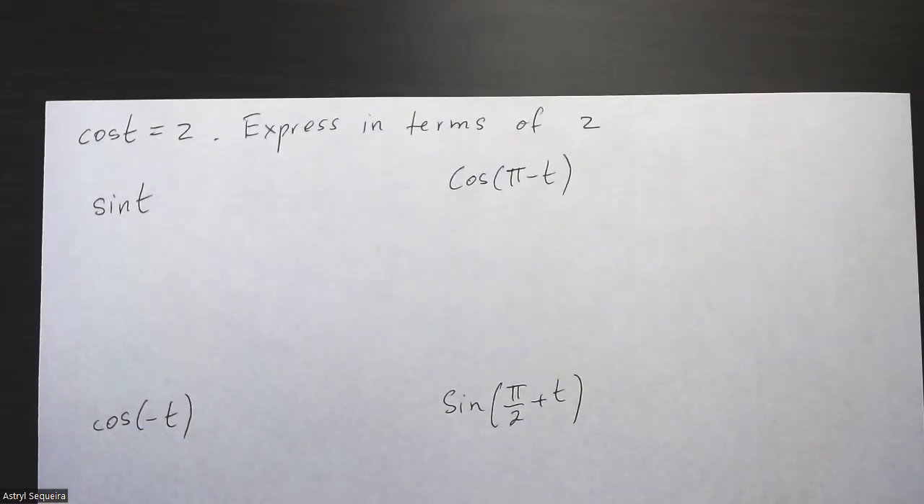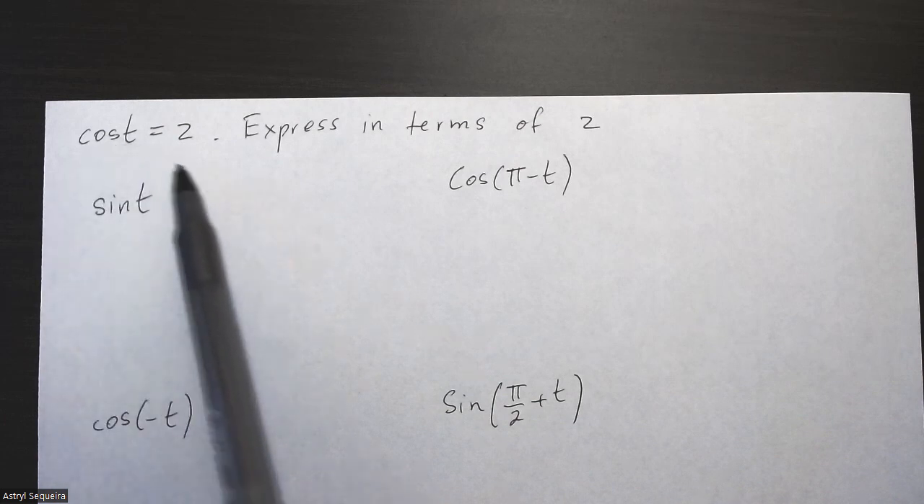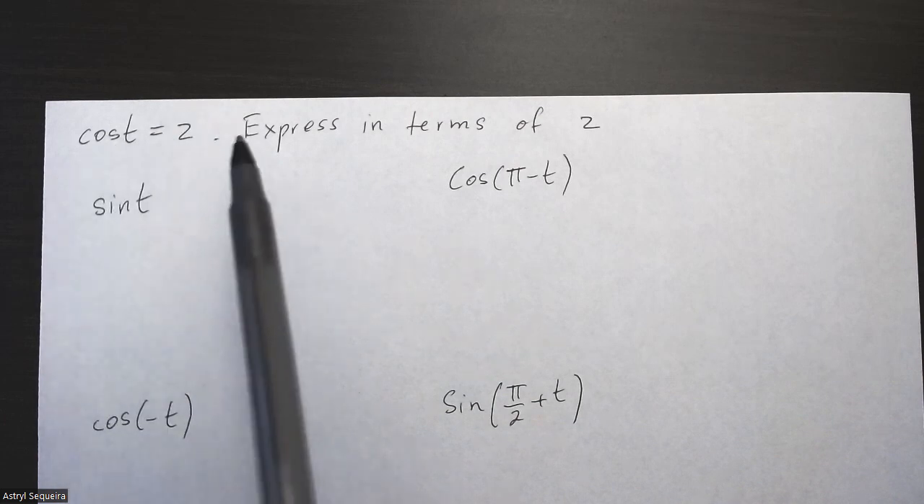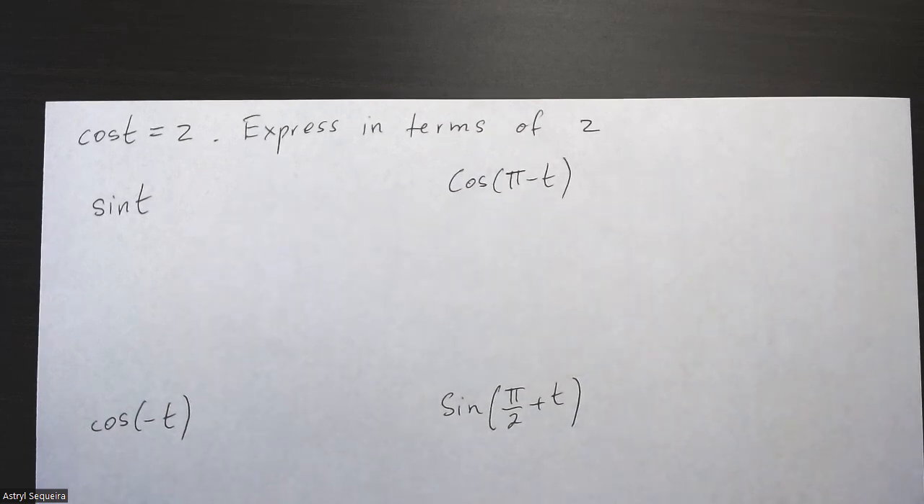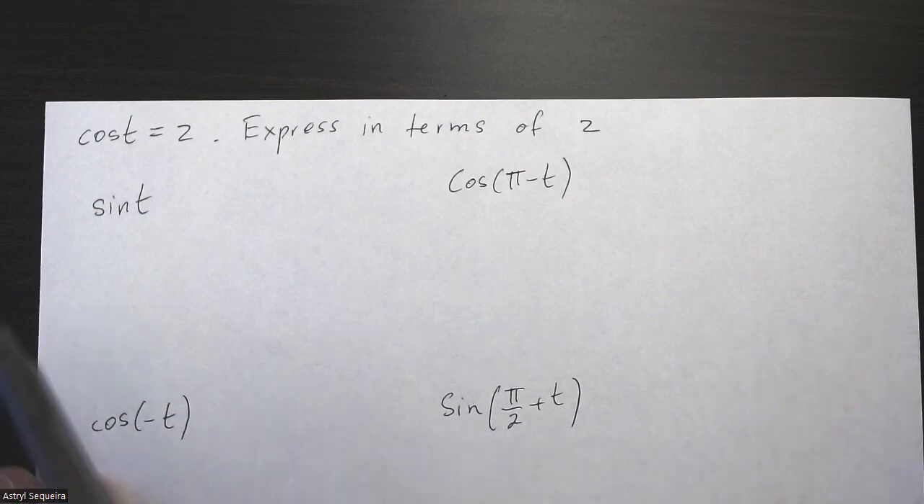All right, in this video, we are given that cos of t equals z. And we need to express each of the following expressions in terms of z only. Now, in order to solve this question, we just need to use our trigonometric identities for this.